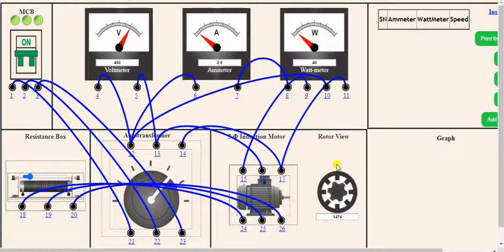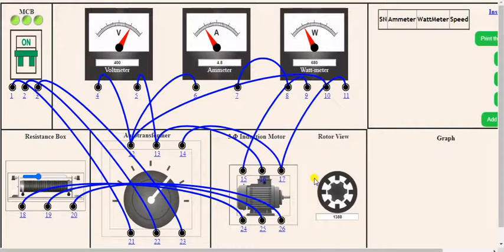The motor is started. See the supply voltage: 400 volts is given. The current reading is 2.6 amperes, and the wattmeter reading is 40 watts. Now this is the rotor resistance and the speed of the motor: the induction motor is running at 1474 RPM. Now we have to change the rotor resistance. Gradually increase the value of rotor resistance by dragging this, and you can see the current reading, wattmeter reading and speed changing.